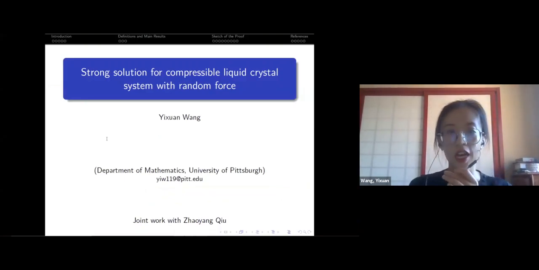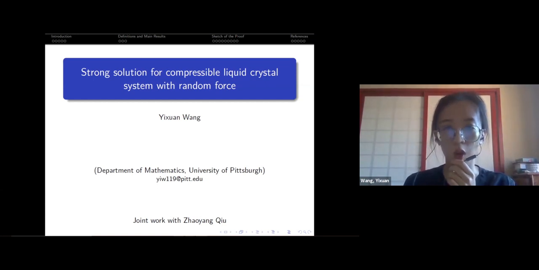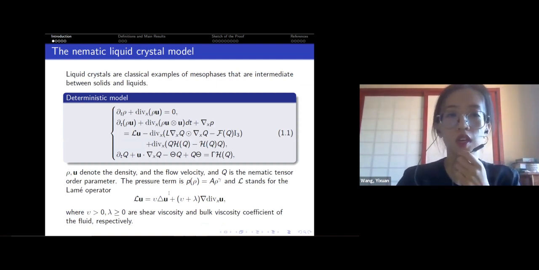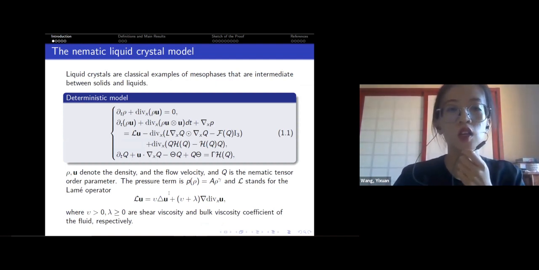Okay, so today the topic for my research is a strong solution for the compressible liquid crystal system with a random force. This is a joint work with Zhao Qiu. At first, I'm going to introduce the nematic liquid crystal model. This is the deterministic model.